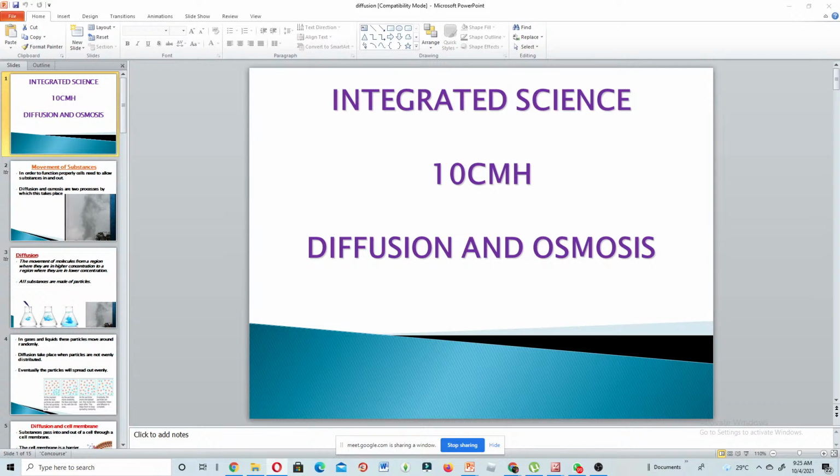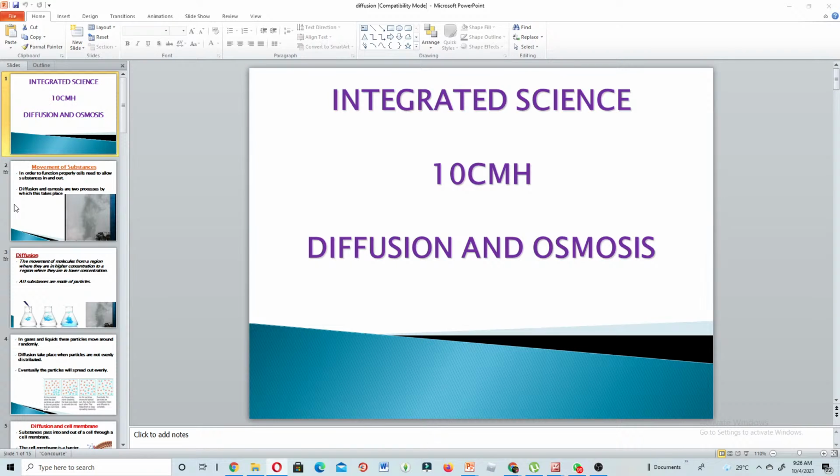Yes, students. We will be looking at diffusion and osmosis. Last class we looked at the cell in terms of the different components that make up the cell. Now we're going to look at what is known as diffusion and osmosis.